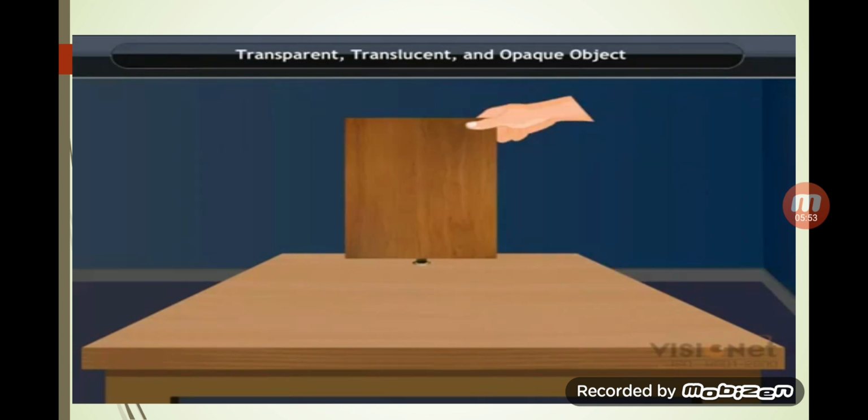Now, look at the sheet of wood. Can you see through sheet of wood? No, you can't see. These types of objects are called opaque objects. Opaque objects do not allow light to pass through them.